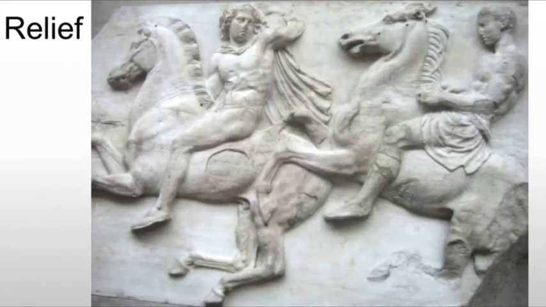Then we have relief sculpture. Now this is a work that is still attached to a background. The engineering is considerably easier because, for example, with these rearing horses, I don't have to worry about how to get that weight into the ground just through their back legs. I can create pretty much any image I want because it's still attached to the stone in the background. So a little more flexibility in terms of composition, but it's not considered as impressive a form of sculpture as sculpture in the round.